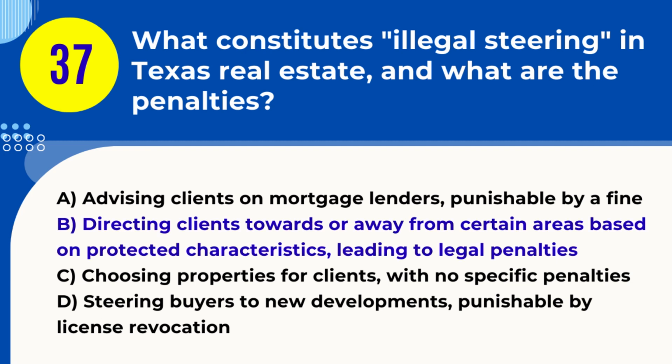Answer. B. Directing clients towards or away from certain areas based on protected characteristics, leading to legal penalties. Explanation. Illegal steering in Texas real estate is the practice of guiding clients to or away from specific neighborhoods based on race, religion, or other protected characteristics. This practice is a violation of fair housing laws and can lead to legal penalties, including fines and license revocation.